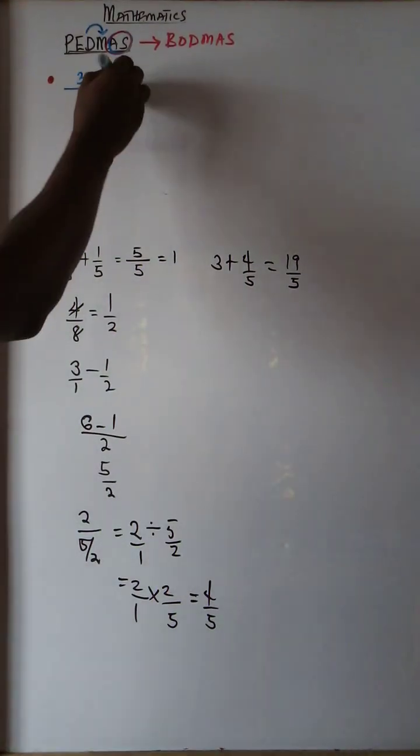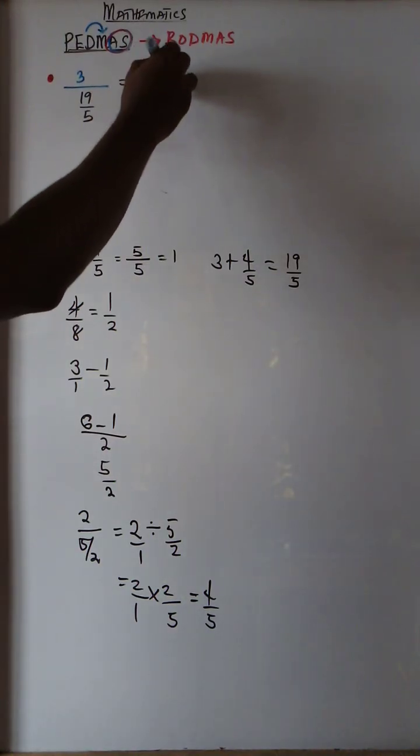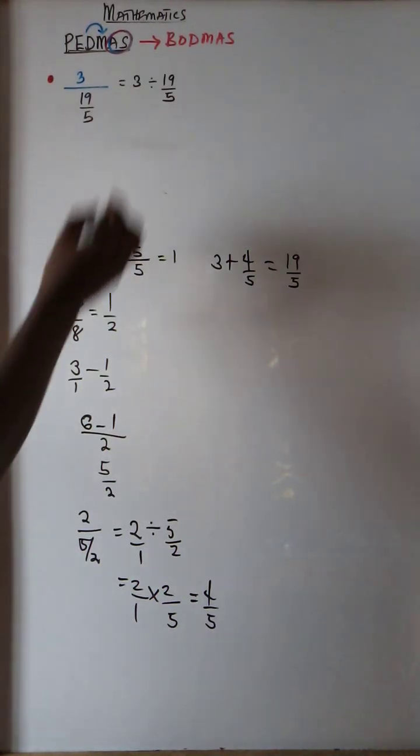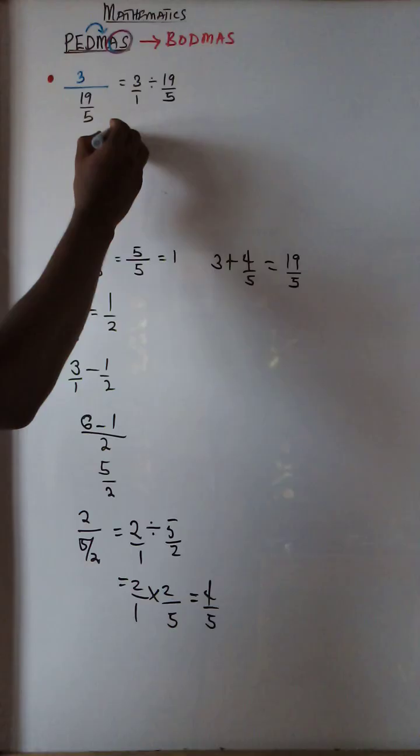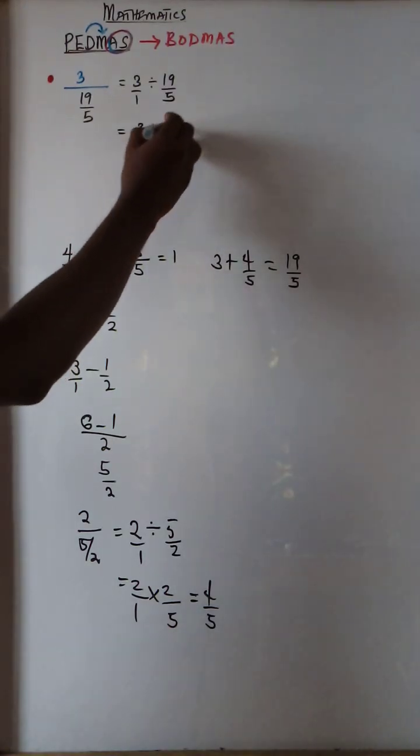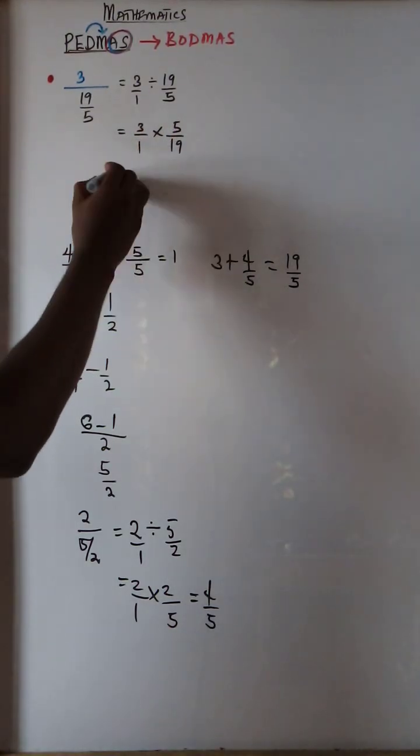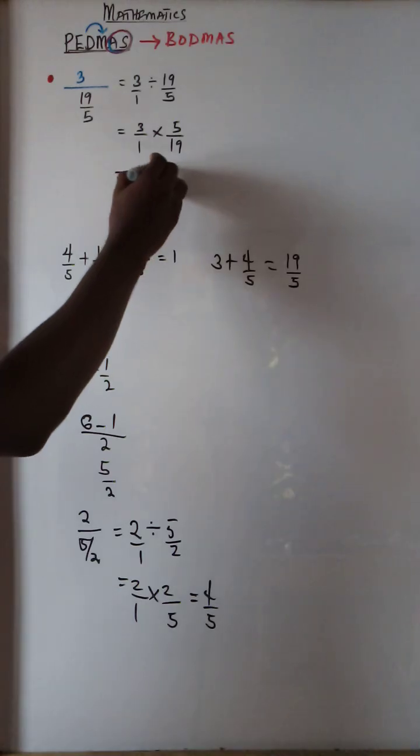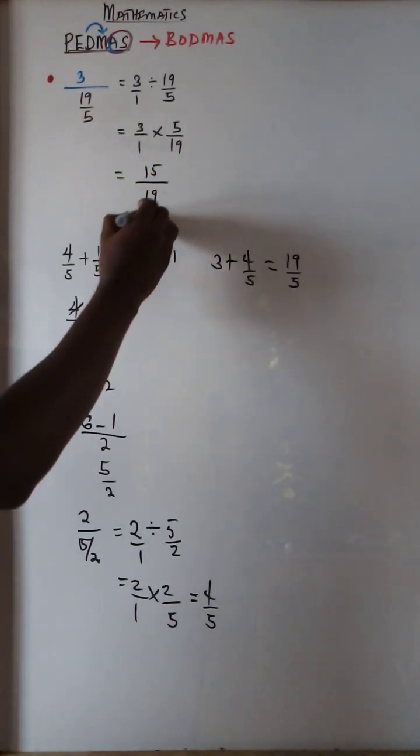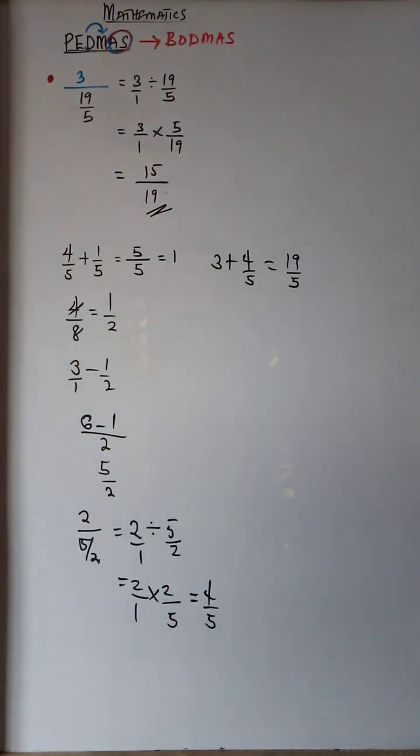This is 3 divided by 19 over 5. I write the 3 as 3 over 1, and this becomes 3 over 1 times 5 over 19. 3 times 5 is 15, and 1 times 19 is 19. As simple as that. Now, as you can see, I gave this question for a reason.